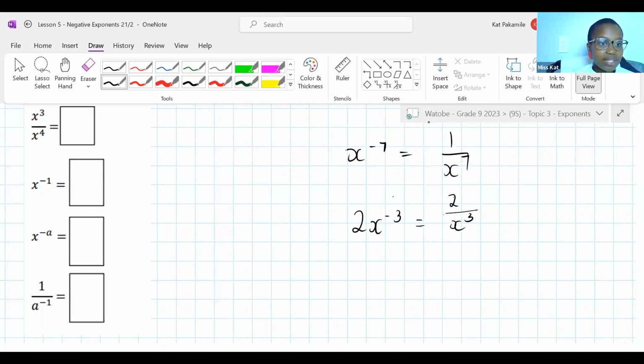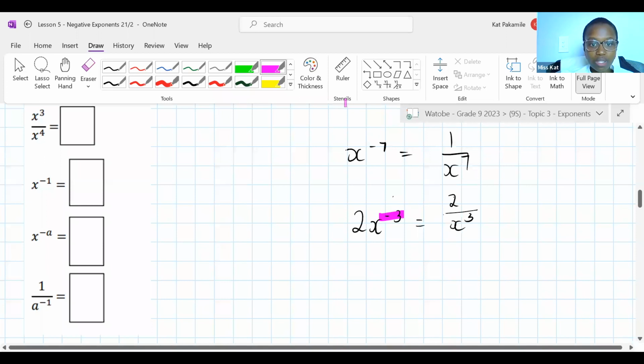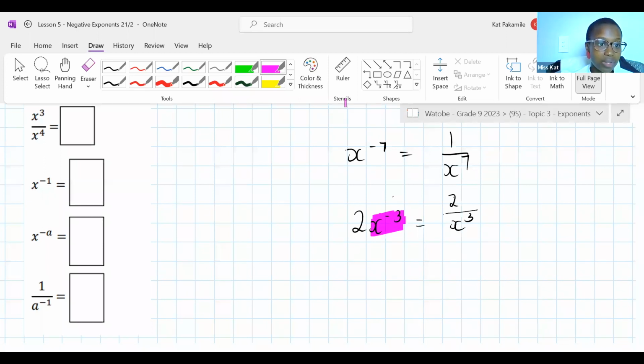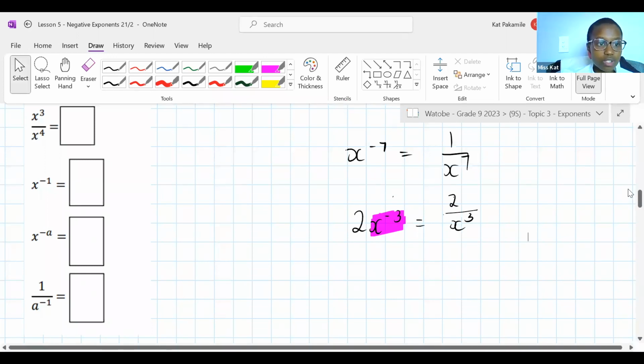Okay, guys, we get the point. Only the one with the negative exponent moves. Okay.